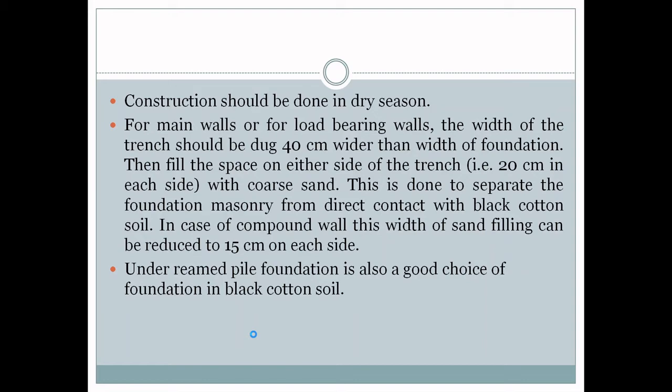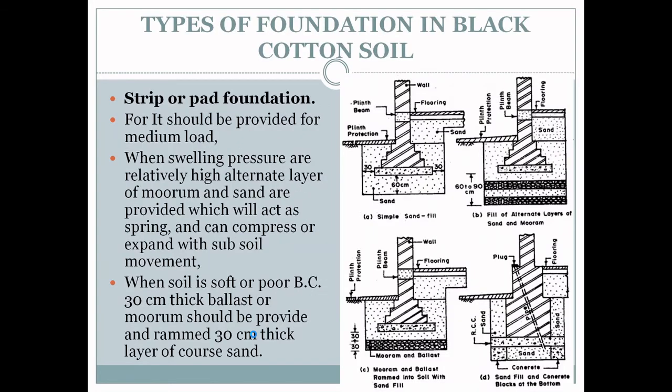So which type of foundation is provided in black cotton soil? There are three types of foundation we can provide in black cotton soil. First is strip or pad foundation, second pier foundation, and third under-reamed pile foundation. So first is strip or pad foundation. The strip foundation for wall and the pad foundation for column may be provided for medium load.